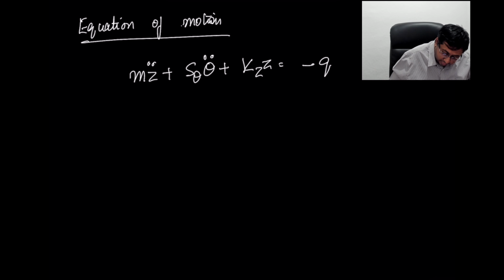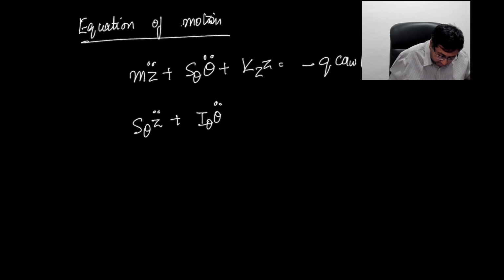For a very simple scenario, m z double dot plus S_theta theta double dot plus k_z z is nothing but minus q c a_w into theta naught plus z dot by V. And similarly, S_theta z double dot plus I_theta theta double dot plus k_theta theta is nothing but q c a_w e into theta naught plus z dot over V.